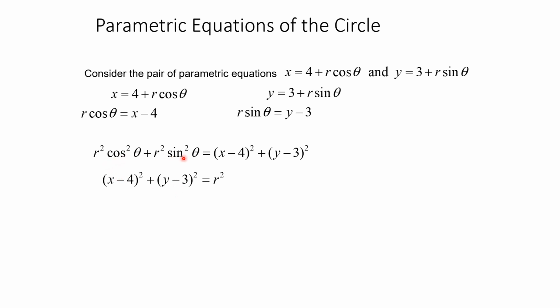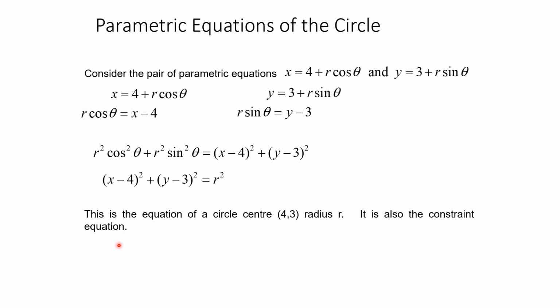cos² plus sin² is always 1. So when you factorize r² as the subject, it becomes r² multiplied by (cos² θ + sin² θ), which is 1. So it will reduce to r². So this is a circle equation with the center (4, 3) and the radius is r.